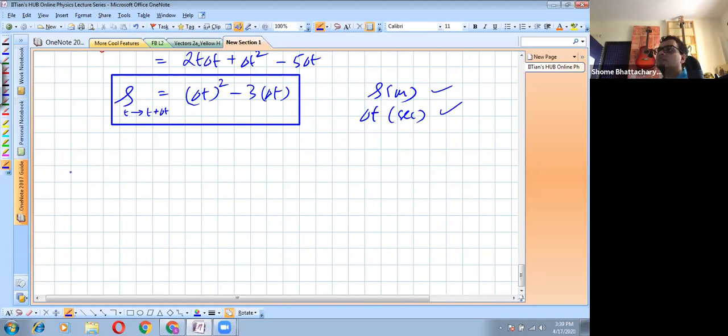But here I'll just use a simple approach. For the third part, if you just observe what is given to us as the position, it is given to us as t square minus 5t plus 1.